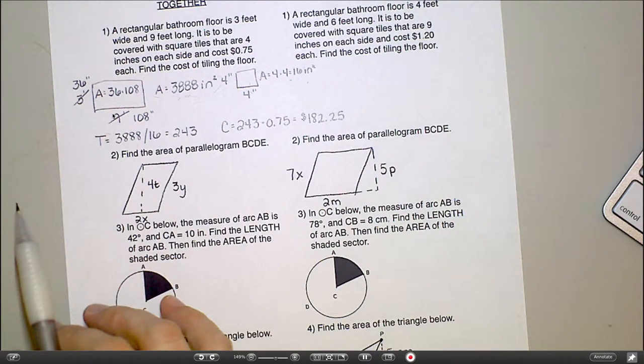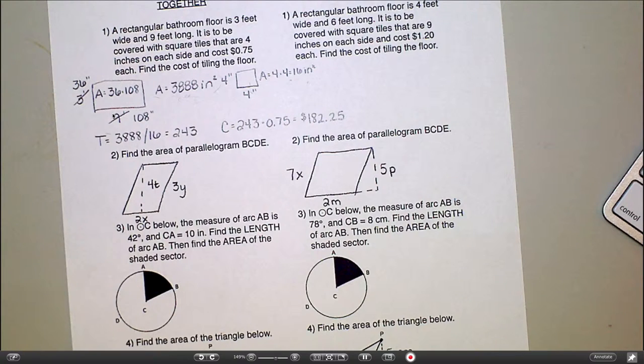Okay? You think you're going to be okay for that one when you see it again? Yeah. All right. Let's look at number 2.